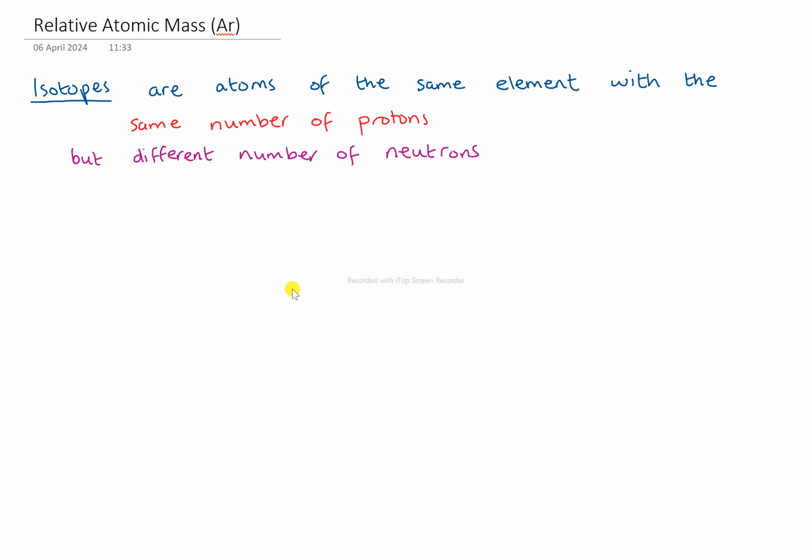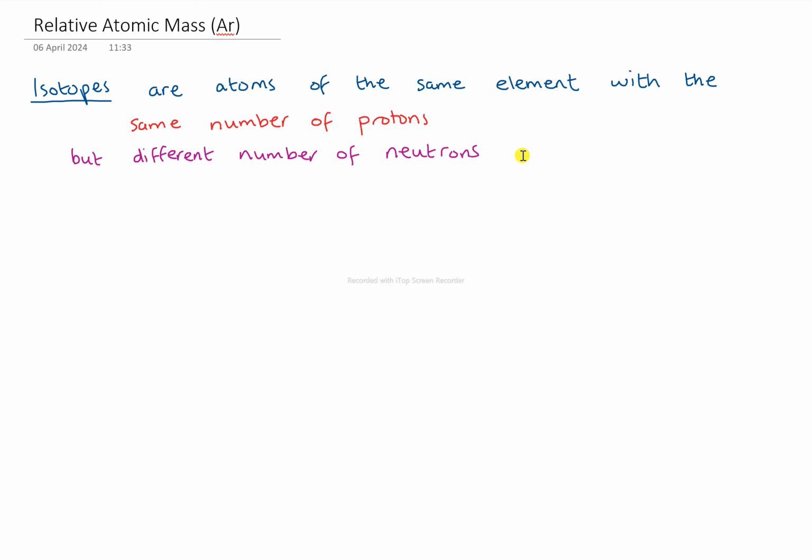Right, so we're looking at the relative atomic mass, and this is linked to isotopes. So what are isotopes? Isotopes are atoms of the same element. What makes them the same? They have the same number of protons. And what makes them different? They have different numbers of neutrons. So isotopes are atoms of the same element with the same number of protons but different numbers of neutrons.